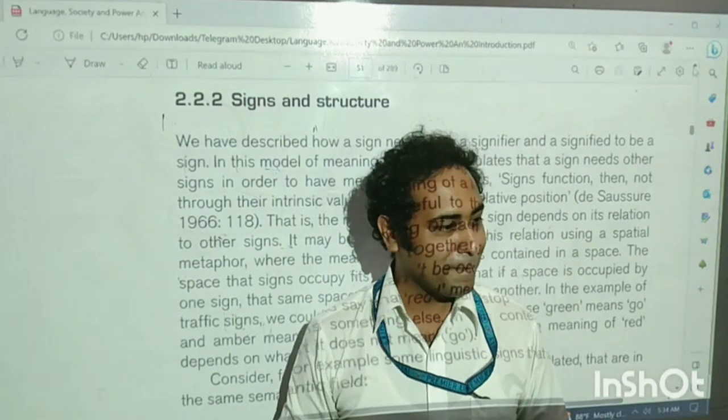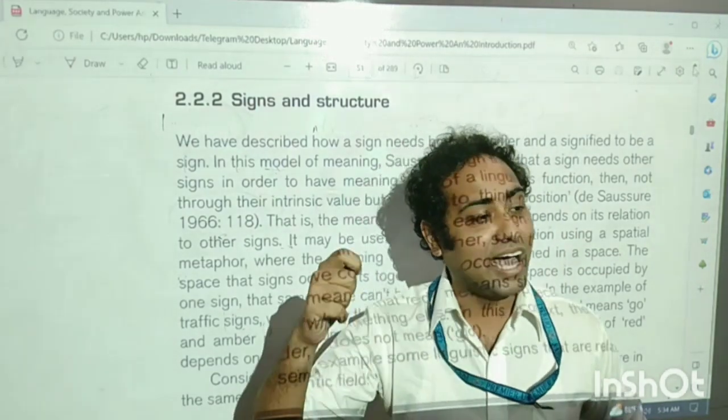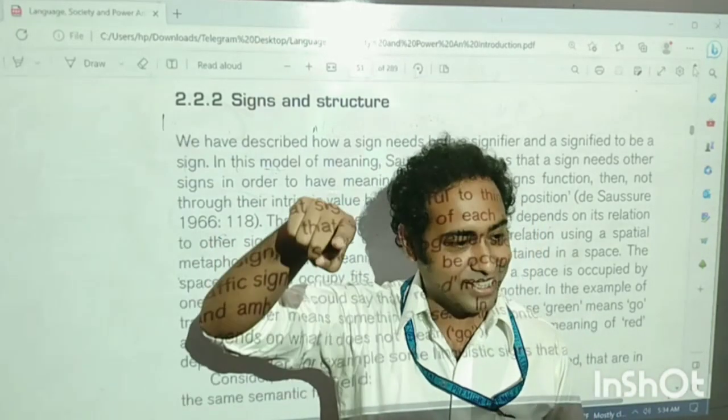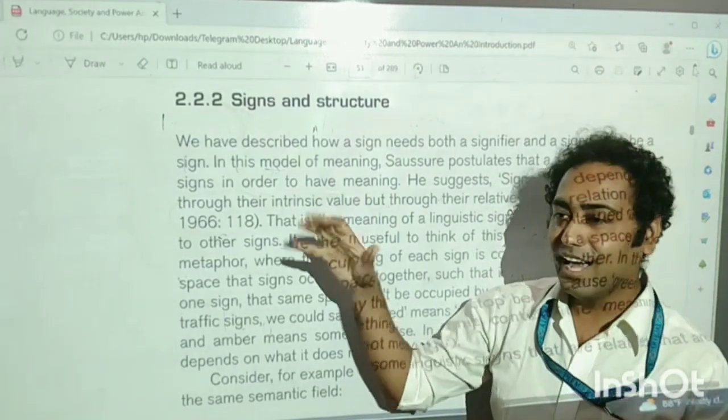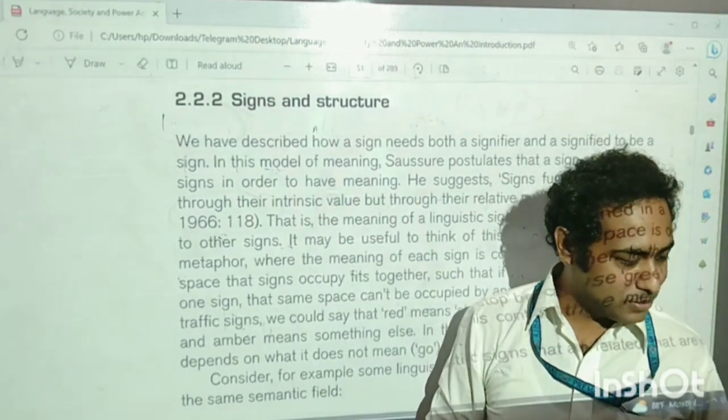What is the meaning? He didn't say that I like you very much and I want to marry you. Not that. In a different way. So that is what meaning is. There is a lot of science to explain meaning. So let's come to this.